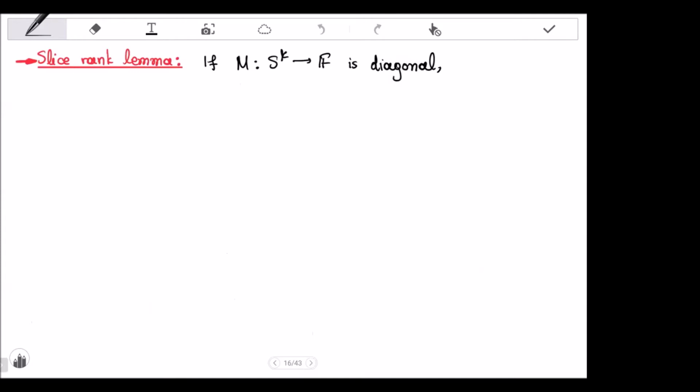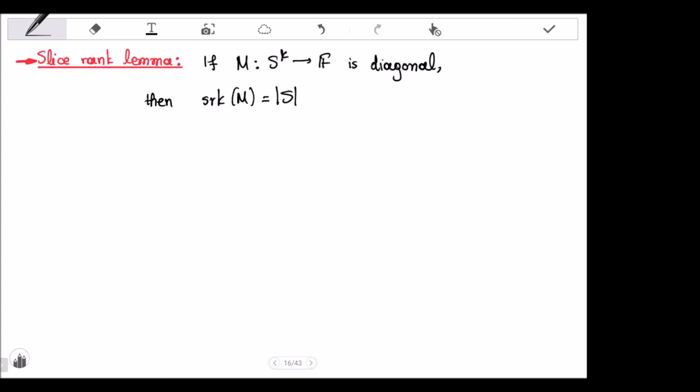So what does the slice rank lemma say? This is the one that you use when you want to count the size of a set using slice rank. If you have a diagonal K-tensor, where diagonal for us meant that all the diagonal entries were non-zero, that's important, so there is no degeneracy here, then the slice rank is full. It's as big as it could be. In other words, it's the same as the number of rows.